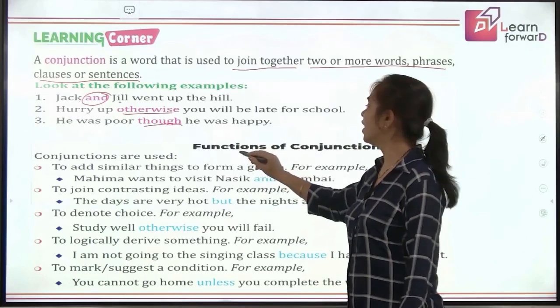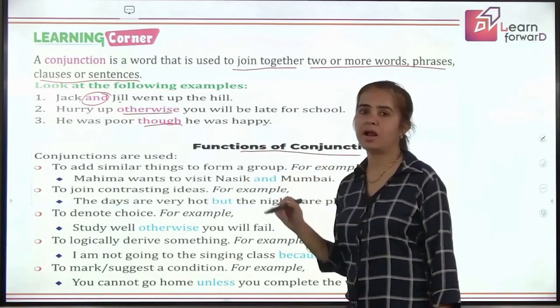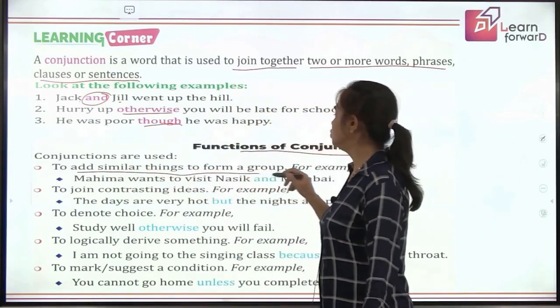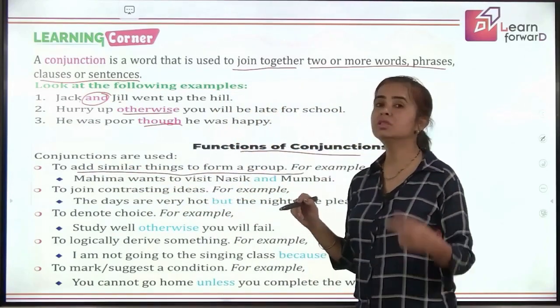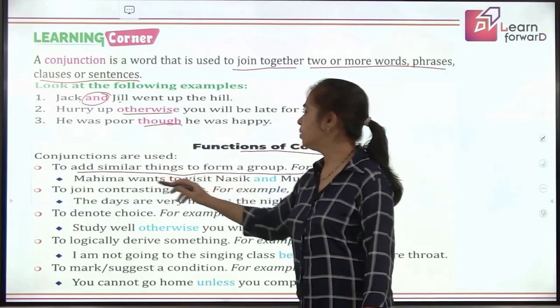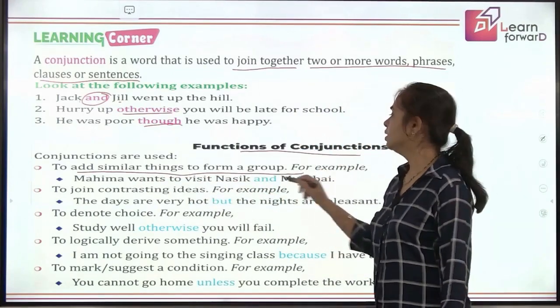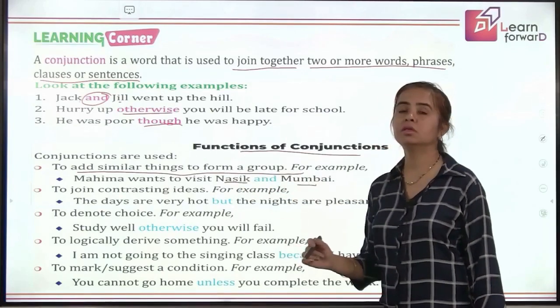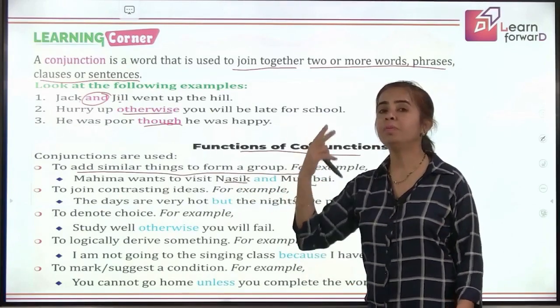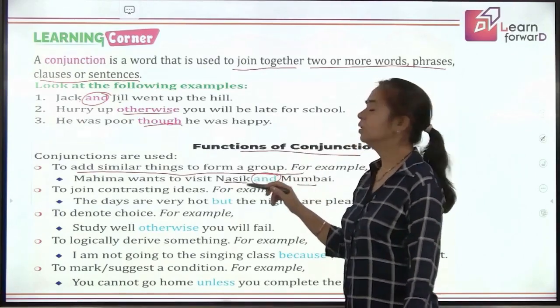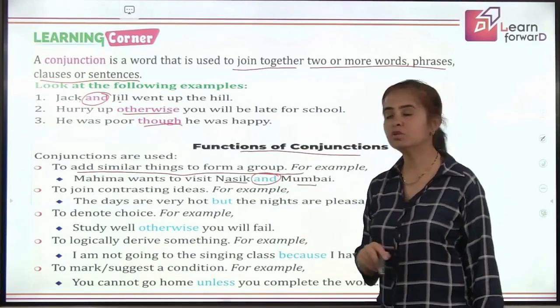Now, what is the function of conjunctions we need to understand? So, conjunctions are used to add similar things to form a group. Two similar things, like if I say Mahima wants to visit Nasik, Mahima also wants to visit Mumbai. So, that means these are two similar things. That means two places where Mahima wants to visit. That's adding up using and, right? So we are joining them.